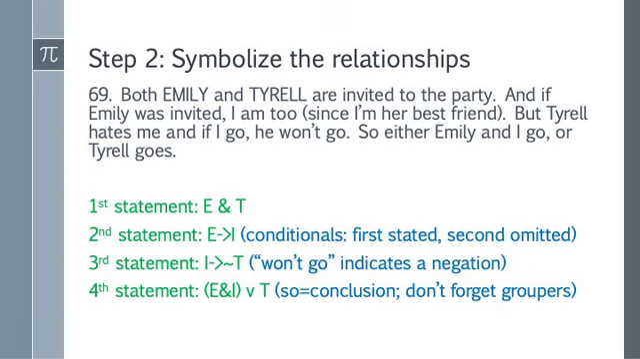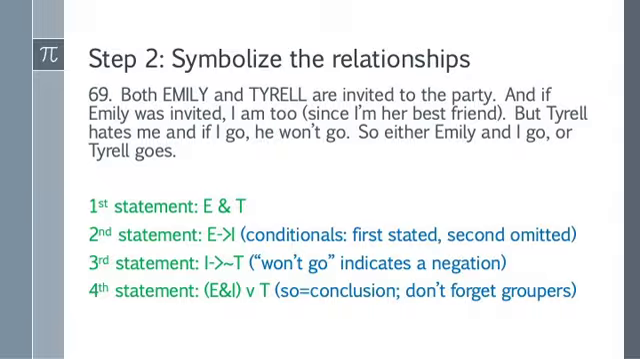Next statement, but Tyrell hates me, and if I go, he won't go. So again, the fact that Tyrell hates me has nothing to do with this problem. So we're sticking to what is highlighted about going to the party. If I go, he won't go. So you'll have I, arrow, not T. So won't go indicates a negation.